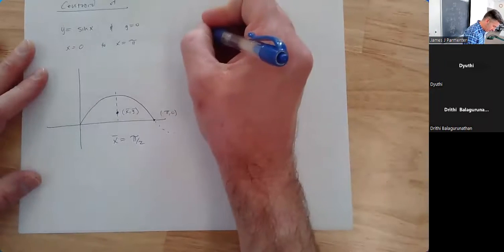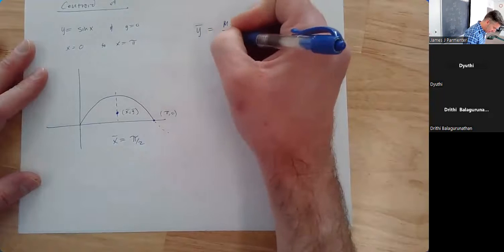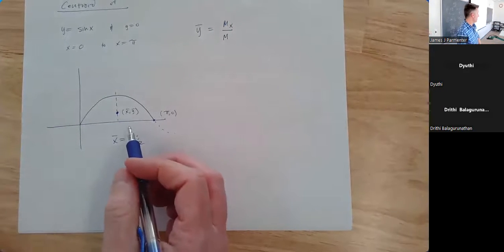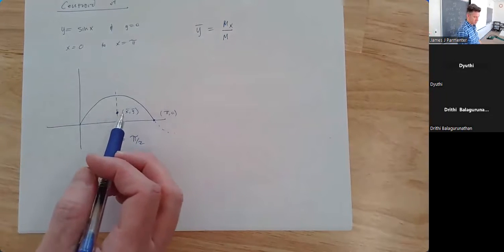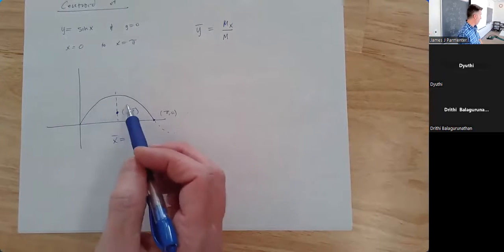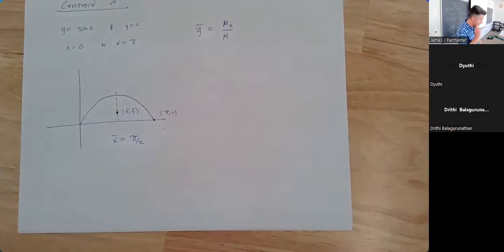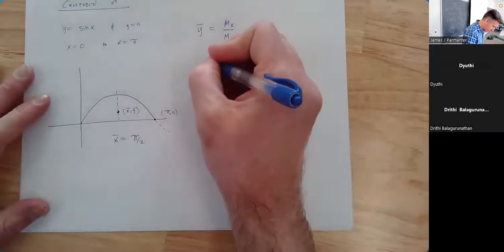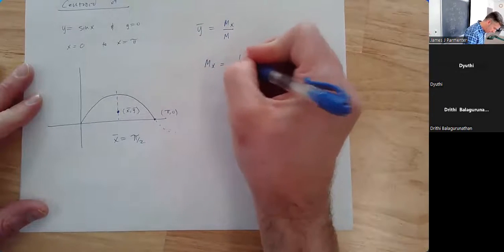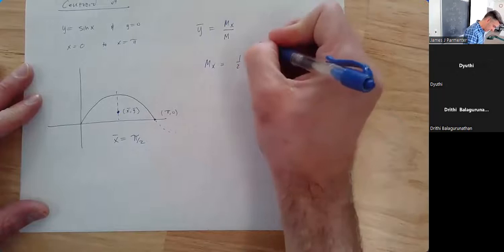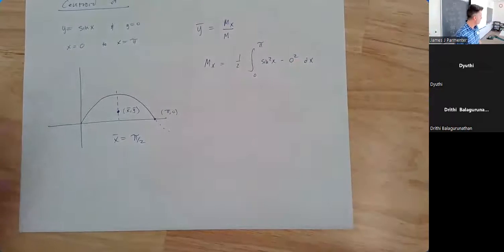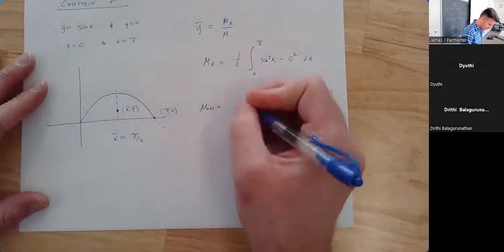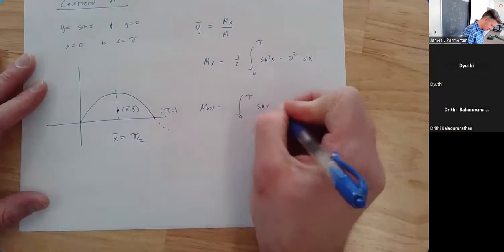So for y bar, we would have to find the moment around the x-axis divided by the mass. And here you are also stuck using that kind of terrible formula, because if you really want to make your life suck, you could rewrite this as x equals arc sine of y and integrate that. We don't want to do that if we don't have to. Here we definitely should use the alternate formula and say that the moment is 1/2 the integral from 0 to pi of the top function squared minus the bottom function squared. I didn't even write the density because the density is constant. And then the mass would just be the integral from 0 to pi of sine of x dx.